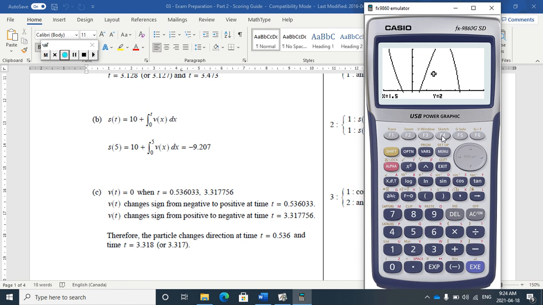Zoom out and zoom in, zoom out on this calculator. Sometimes works really good, and sometimes it doesn't work very good. And so you just have to play with that. Sometimes you have to go right to the V window. But the zoom out works pretty well.